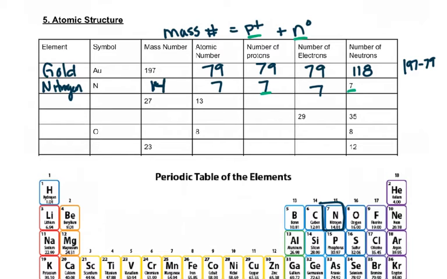The number on the periodic table down here is average atomic mass. Notice it says 14.01. That's an average. We want the mass number. Mass number is protons plus neutrons. It should always be a whole number.